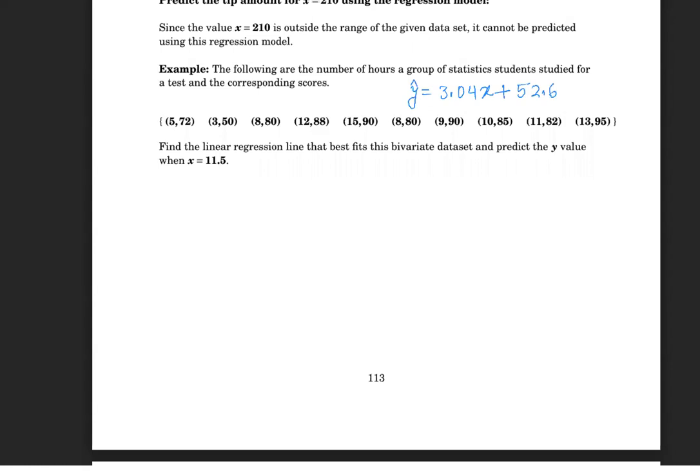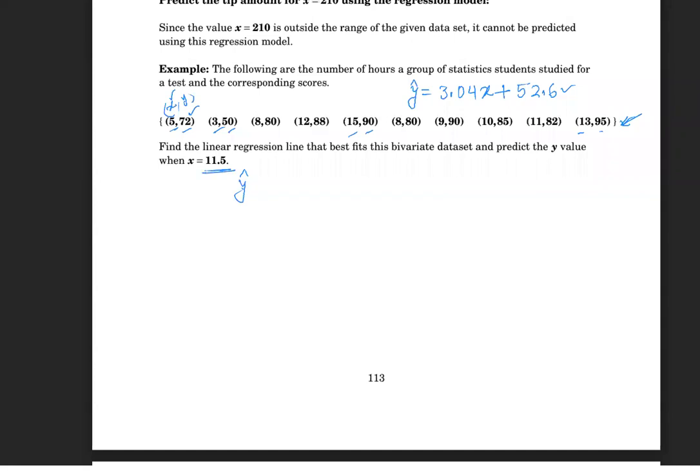So the regression model for this problem, where first is the X, second is the Y. X is the number of hours that a student studies, Y is the score that a student receives in the midterm. So if somebody studies 5 hours, they get 72. Studies 3 hours, gets 50. Studies 15 hours, gets 90. Studies 13 hours, gets 95. If you use this data set to create the regression line, this is what you get. Now let's say, what would be the predicted score for somebody who studies 11.5 hours?